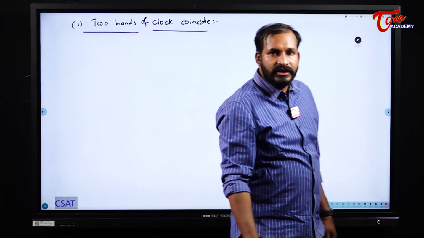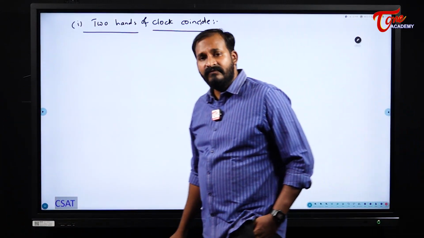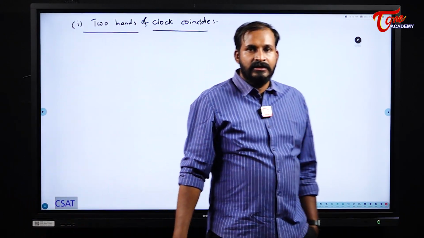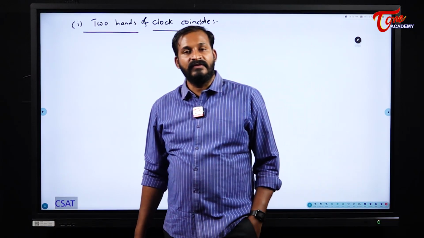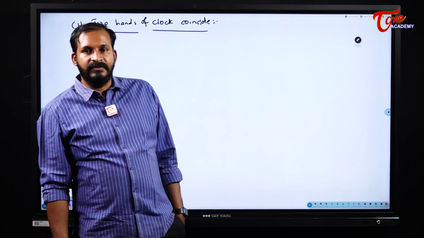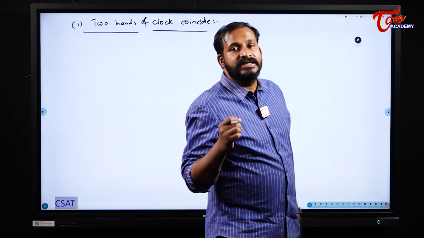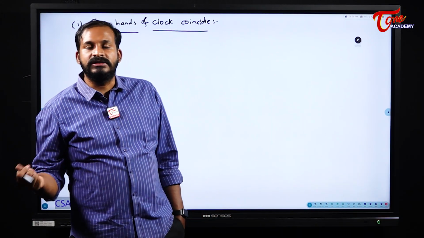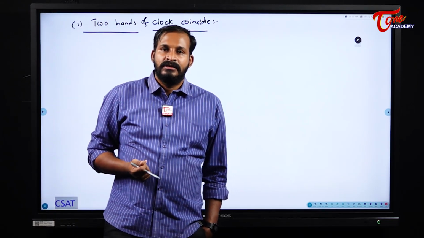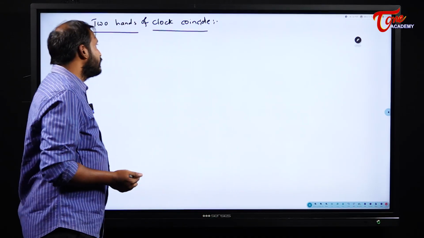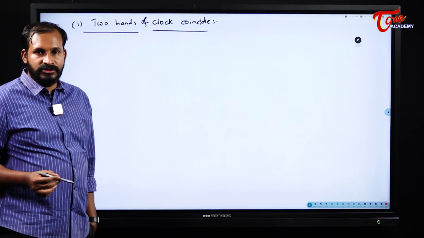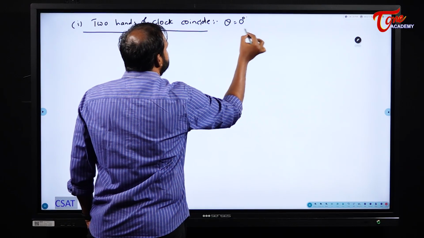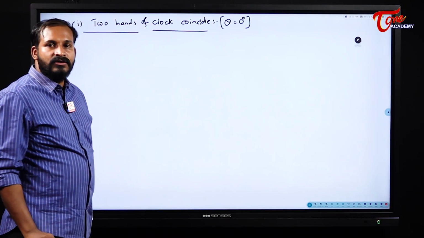Now what is this coinciding case, students? See here, when can we say that two hands of the clock are coinciding, or together in a straight line? It means when the angle between them is 0 degrees. That means if they are one over the other, then I can say that the two hands of the clock are coinciding each other, right? So this coinciding phenomenon is nothing but theta is equal to 0 degrees.